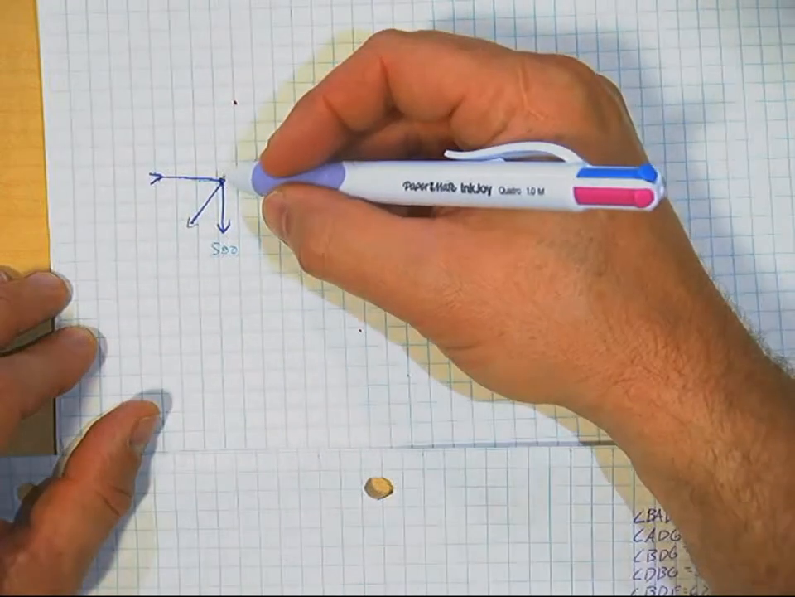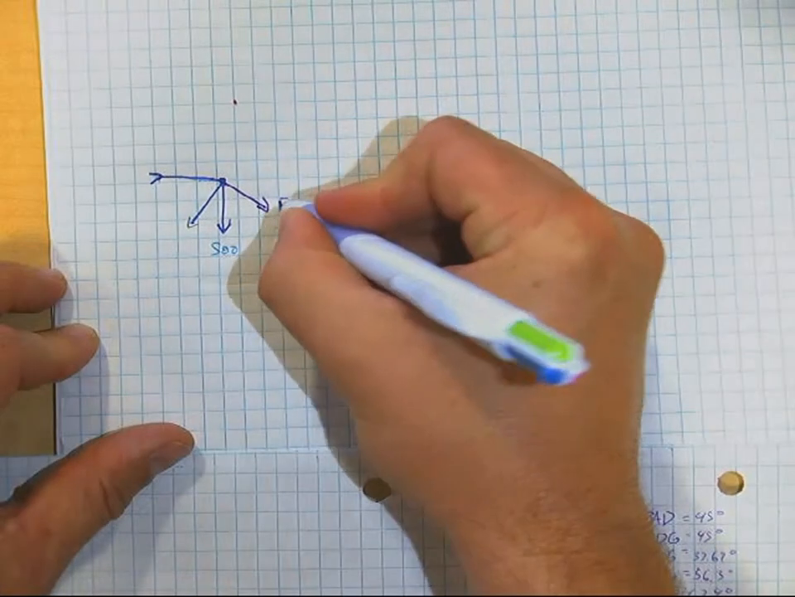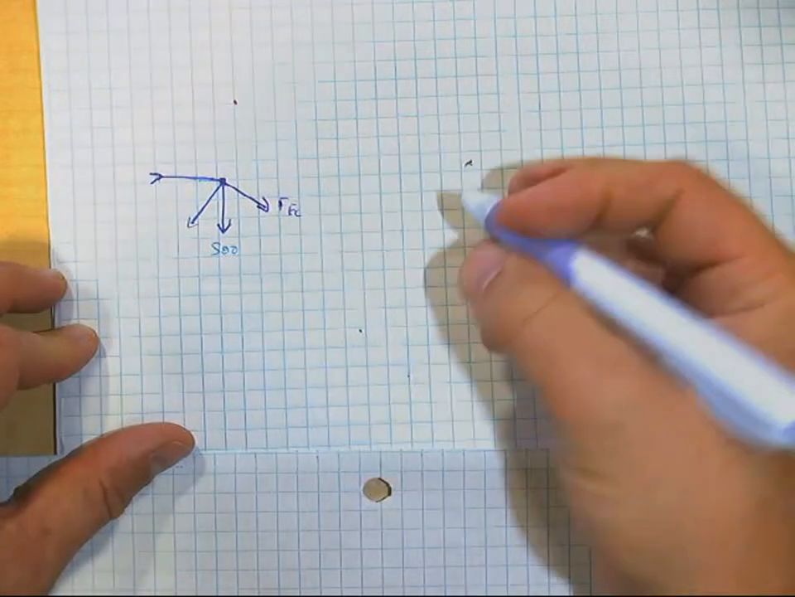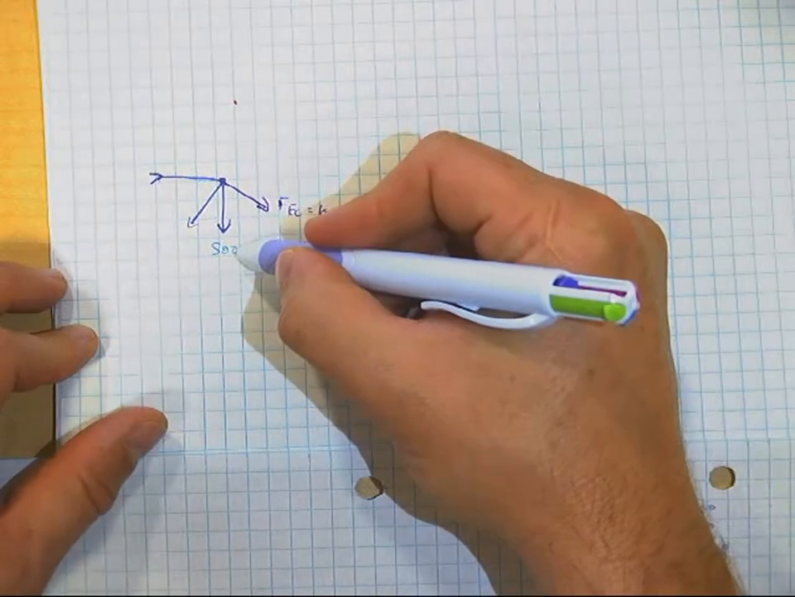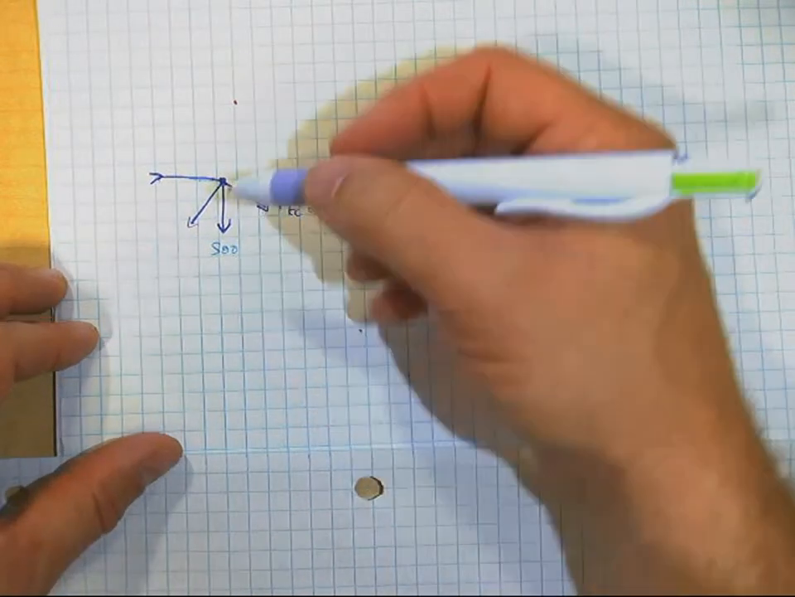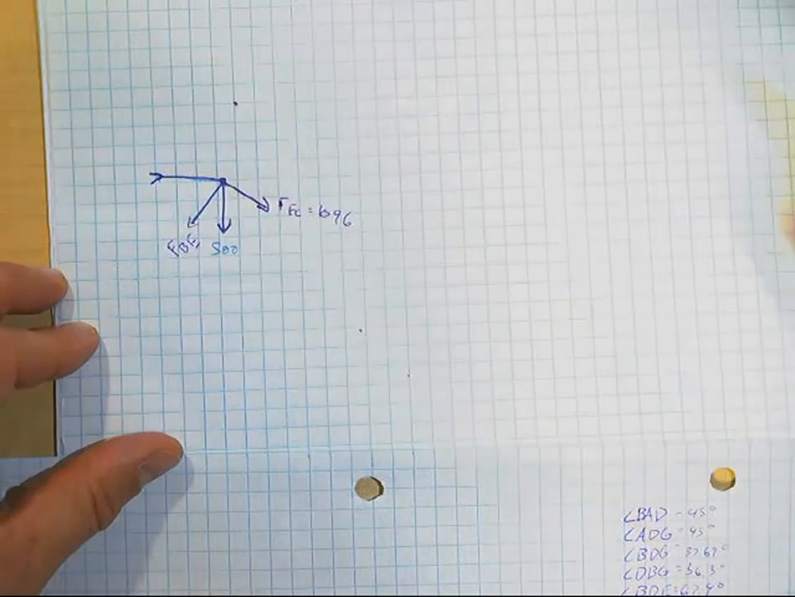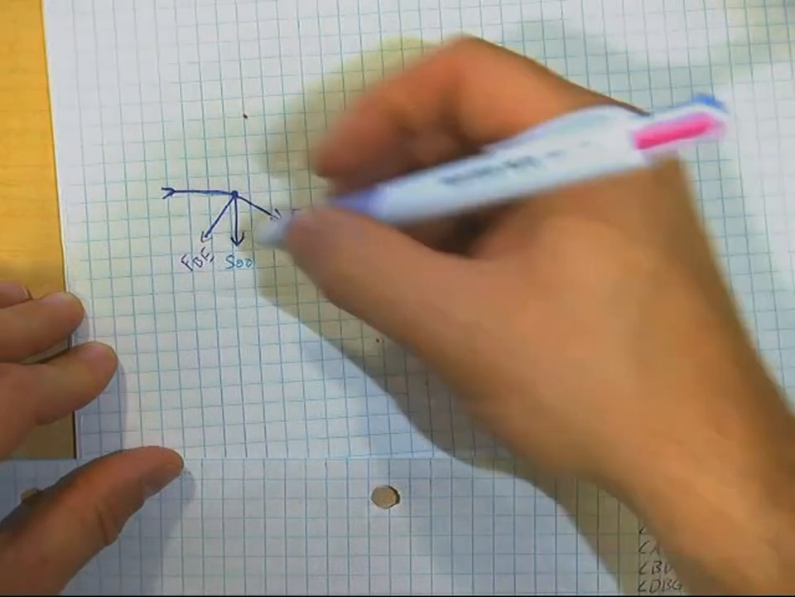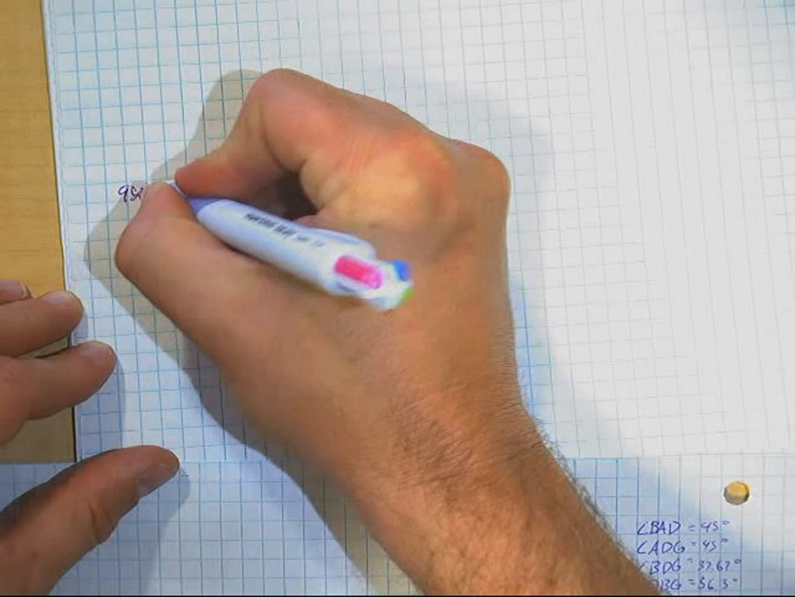Okay, and we have FEC. FEC is going to be 1,096. We have our 500 pounds that's along the y-axis. We have our FBE, which is our unknown. And we have our FDE, which is 958.33.